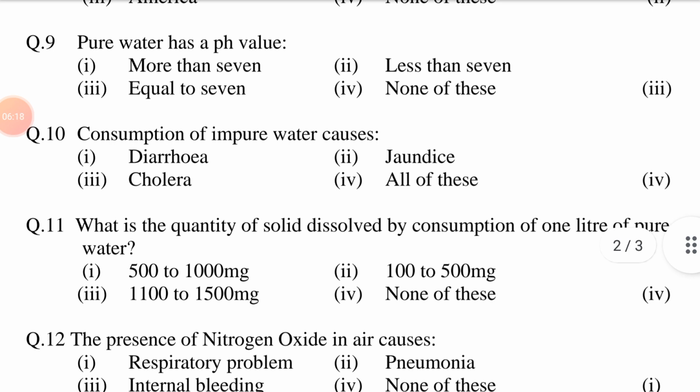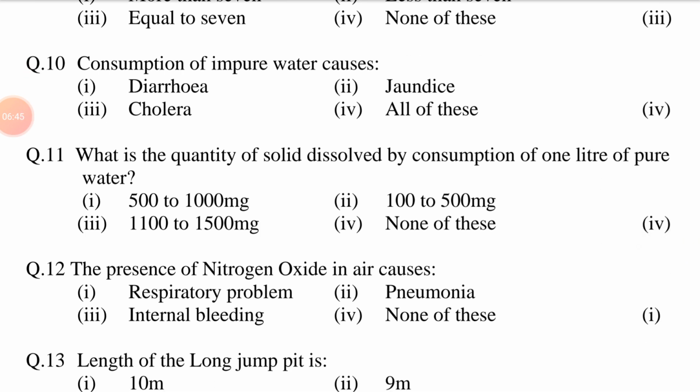Question number 9. Pure water has a pH value. Option first, more than 7. Second, less than 7. Third, equal to 7. Fourth, none of these. Answer is option third, equal to 7. Question number 10. Consumption of impure water causes number 1, diarrhea. Second, jaundice. Third, cholera. Fourth, all of these. Answer is option fourth, all of these.